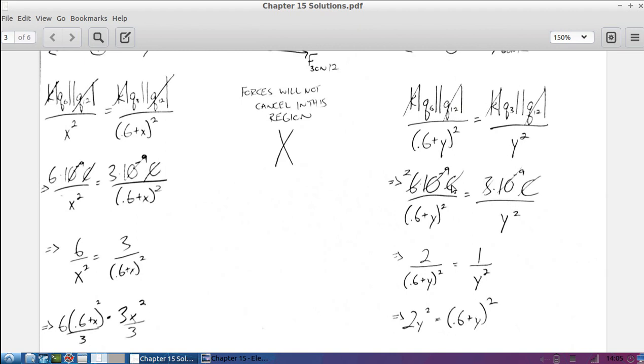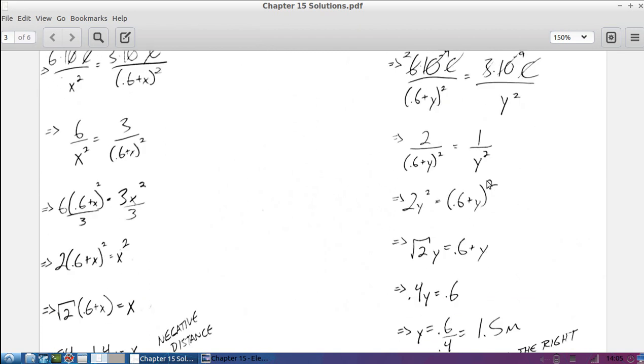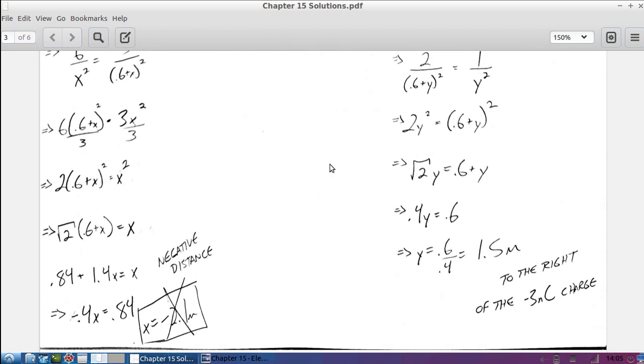Let's see, I have 6 nanocoulombs, 3 nanocoulombs, the nanos go away, the coulombs go away. I can factor out a 3, divide both sides by 3. So I've got a 2 over here, I've got a 1 over here. So again, I've got one equation, one variable. Now I'm solving for y. I cross multiply, so I've got 2y squared is the quantity 0.6 plus y squared. I'm going to do the same thing, algebra wise, take the square root of both sides.